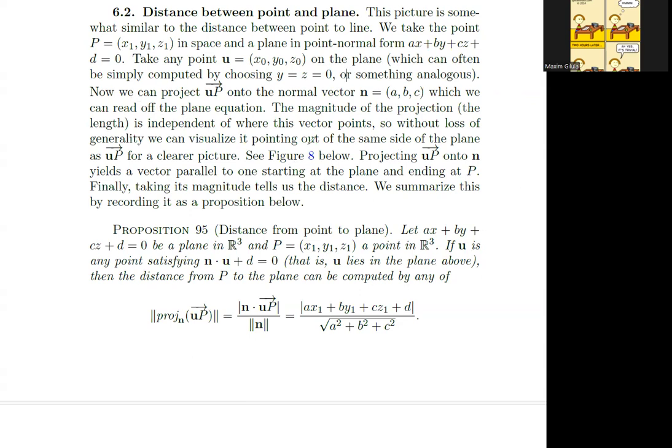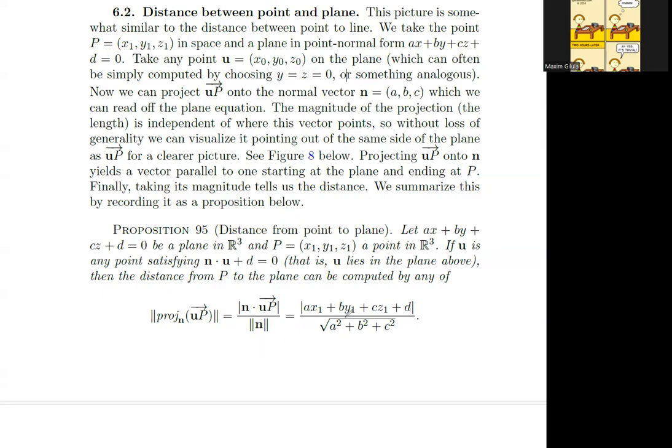So the picture is something like this. Here's n, here's p, here is UP. We just start n at wherever u starts. So we think of n as coming out of there. And then you project onto n. So you project, and it should give you the exact height directly above the plane. That's the picture. So it'll have something to do with projecting UP onto n. And that is all it is, actually.